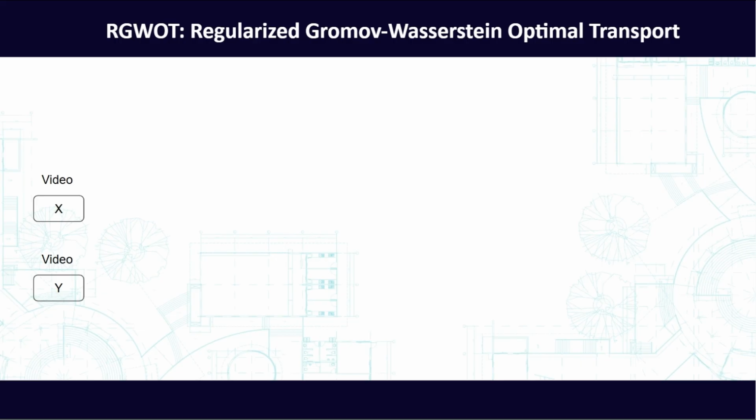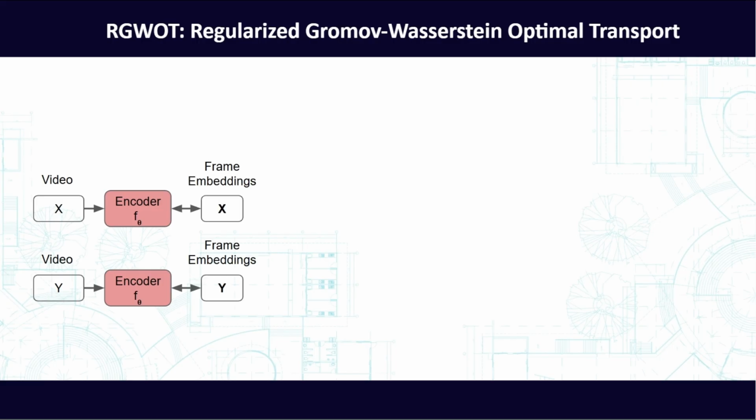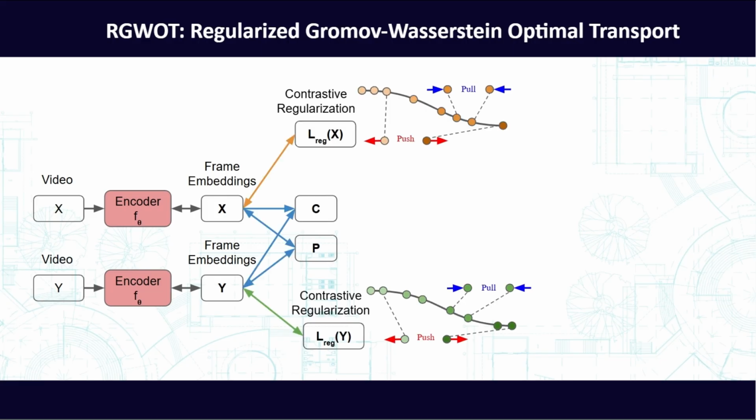Given a pair of videos, we begin by extracting frame embeddings using a shared encoder, which converts each frame into a high-dimensional embedding. This produces two sequences of embeddings, X and Y. To maintain good embedding structure, each sequence is regularized using a contrastive loss. This loss pulls similar neighboring frames closer together and pushes apart frames that should not match, improving temporal consistency in the embedding space and avoiding degenerate results.